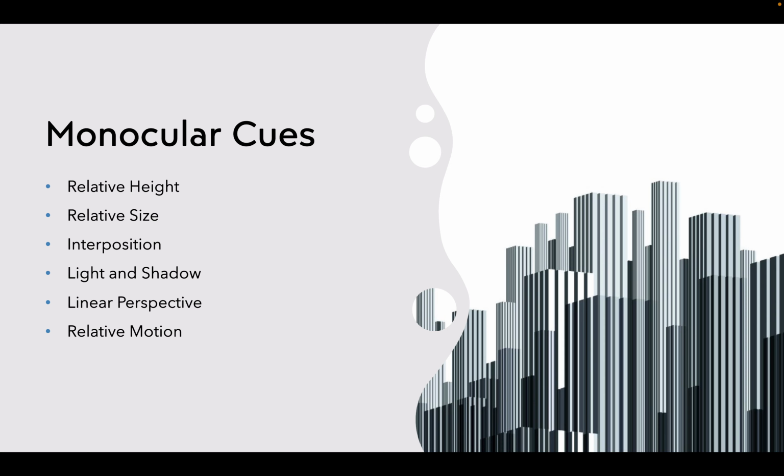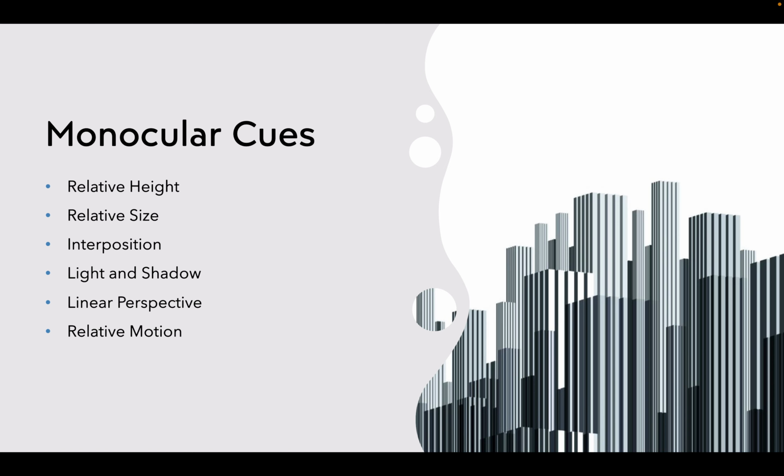Linear perspective is when parallel lines appear to meet in the distance. The sharper the angle of the convergence, the greater the perceived distance. The image on page 147 is a really good example of that.